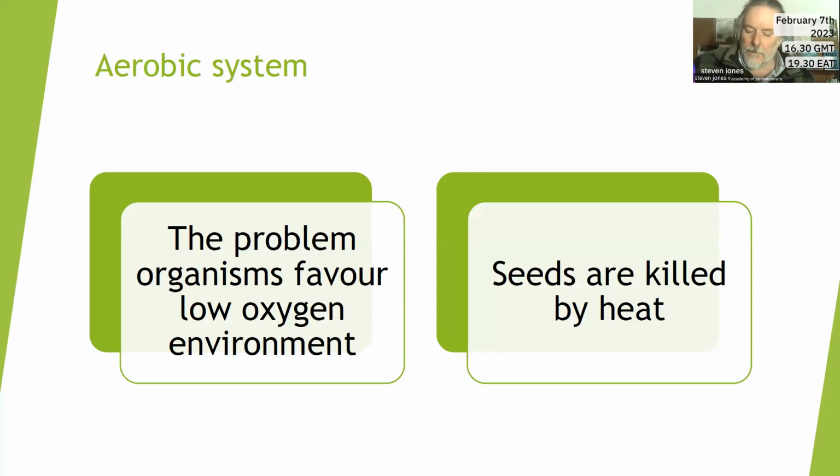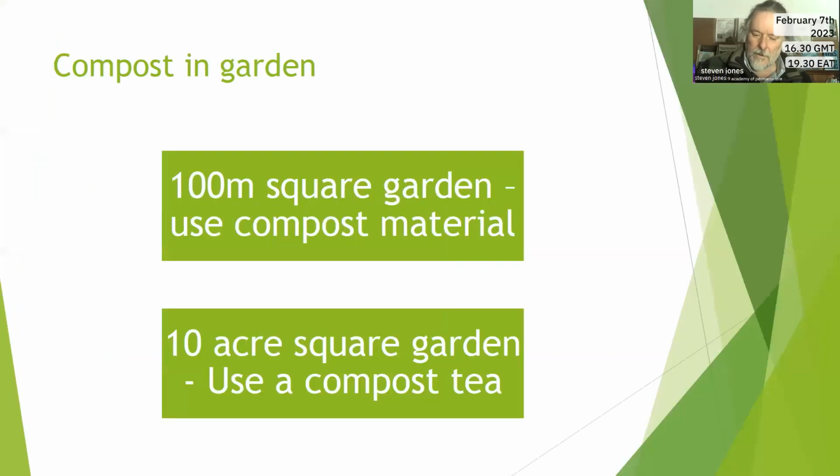So, problem organisms favor a low oxygen environment, and seeds are killed by heat. So we can create an aerobic heap, it will get hot. We can favor the beneficials, and we can kill off the problems.